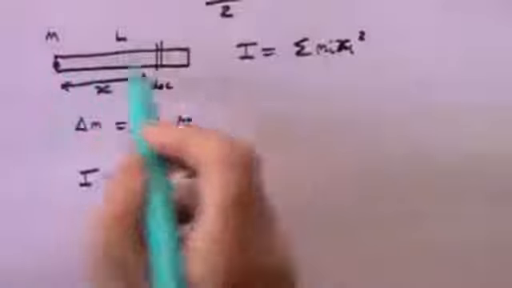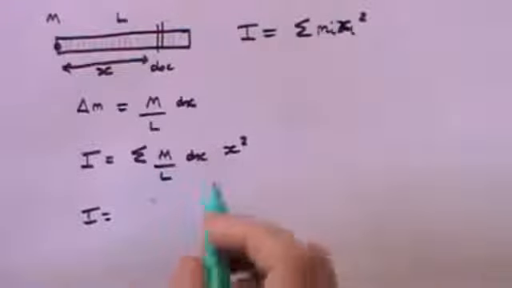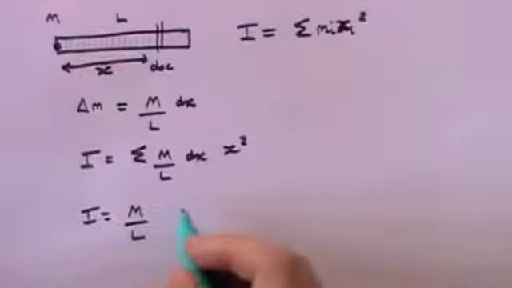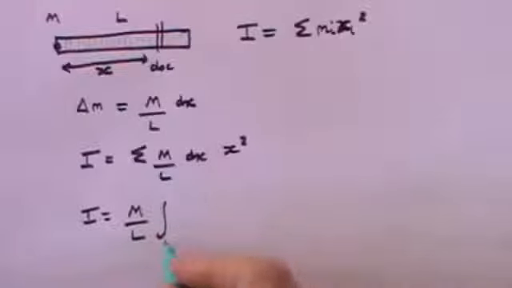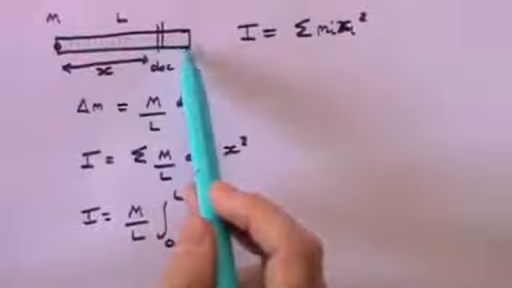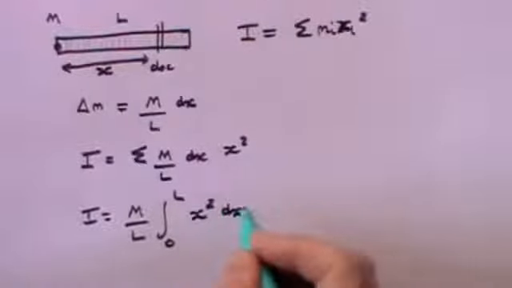But of course, because it's continuous, that now has to become an integral. So the moment of inertia is equal to, we can take the m over L outside because those are constant. And now we replace the sigma, the sum, by an integral from 0 to L, because we're going from here right the way to the end, L, of x squared dx.